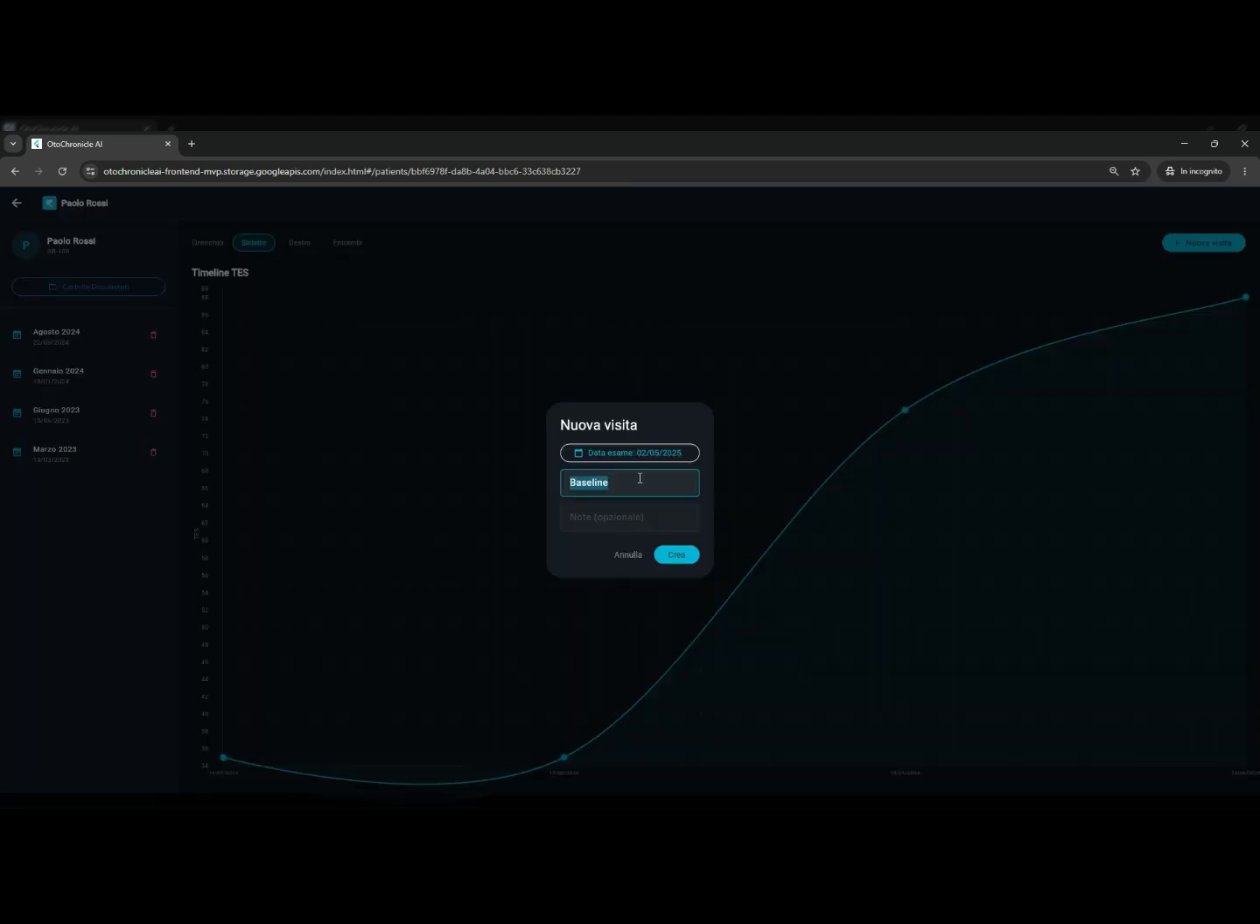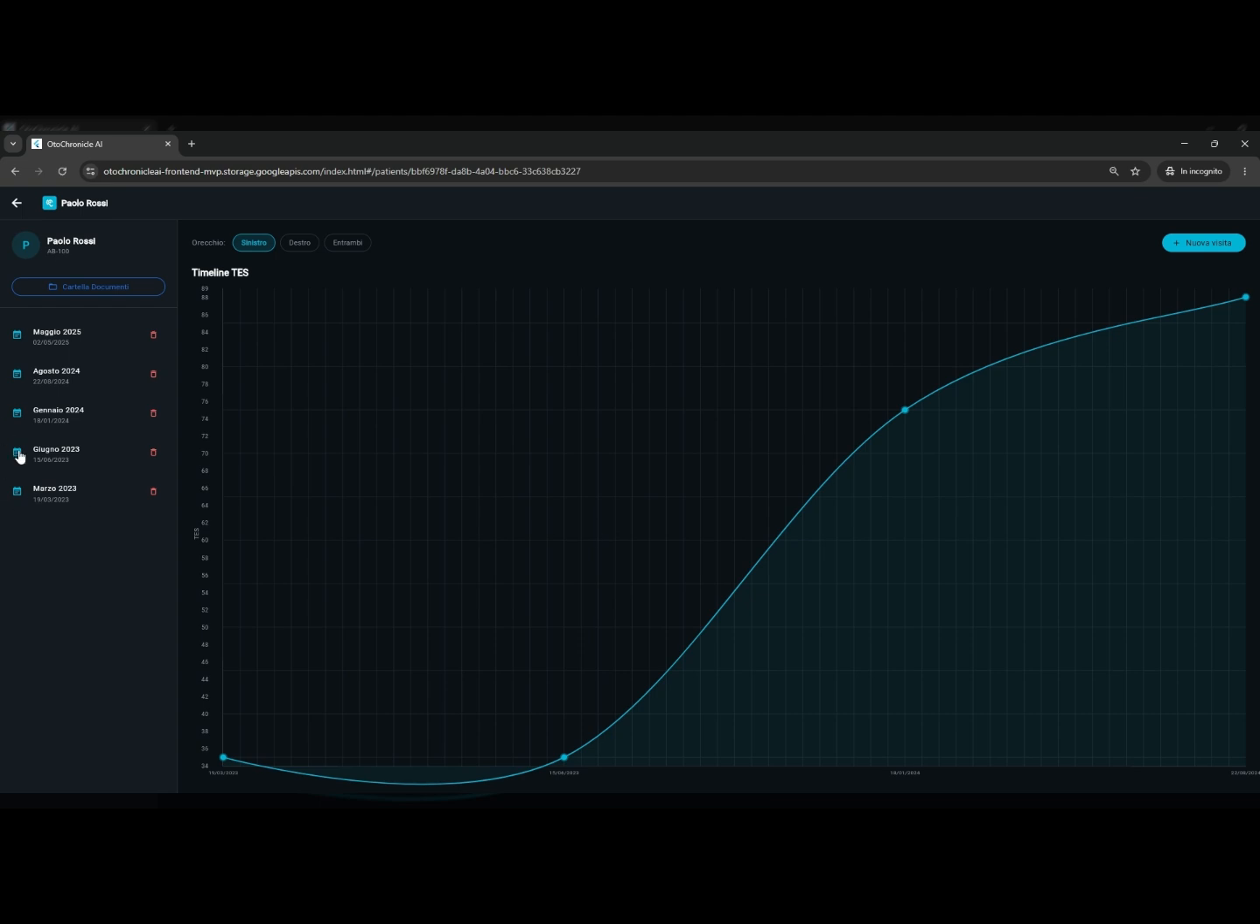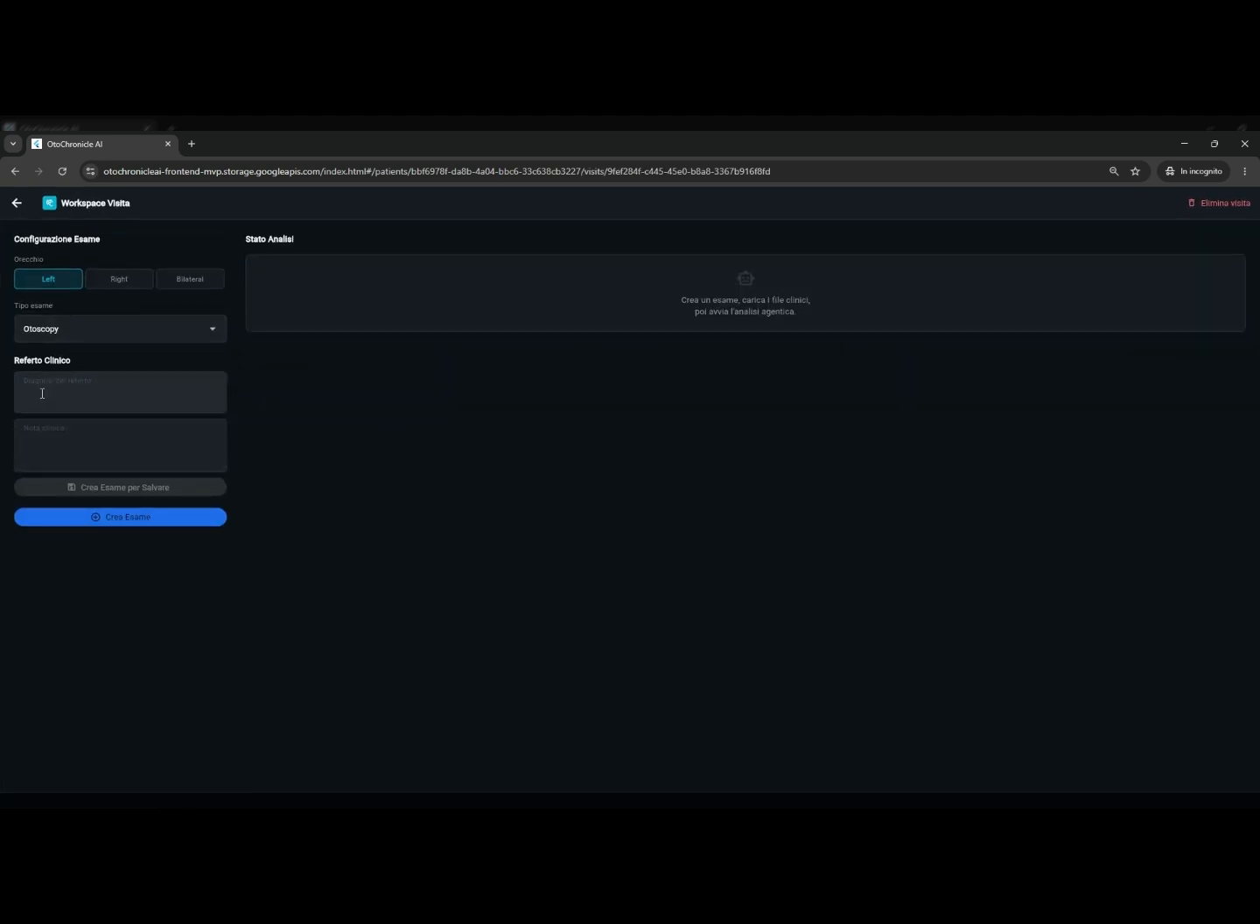OtoChronicle AI flips the perspective. We don't ask, what disease is in this image? We ask, how is the tympanic membrane evolving over time? Temporal continuity is the intelligent core of the system. And this is fundamental. The physician always remains the final clinical authority. The AI proposes, the doctor decides.